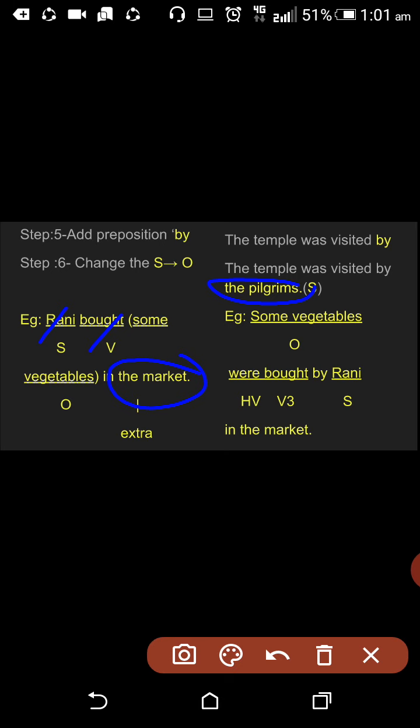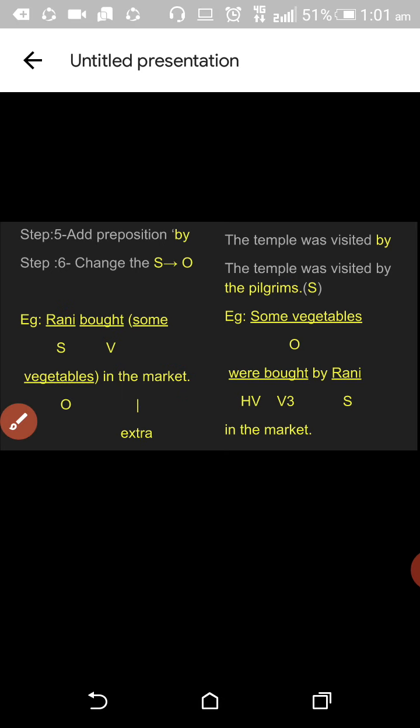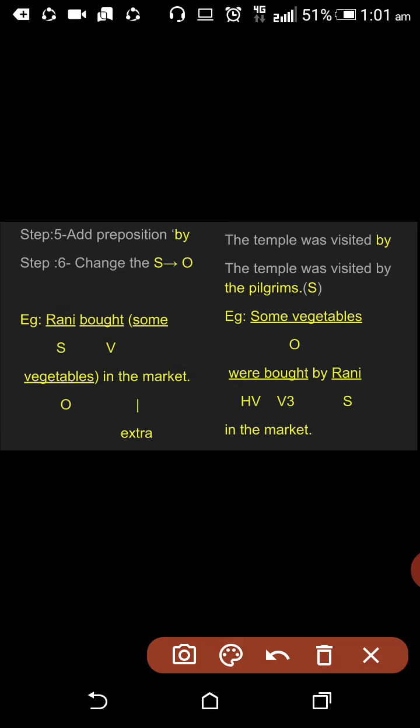I think you are very clear in this. So the first rule we have applied here: we have identified subject, verb, object. Then the second rule, what is the second rule? We need to change the object to the subject of PV. The object of active voice to the subject of PV. I have changed it here. Some vegetables I have brought to the front.